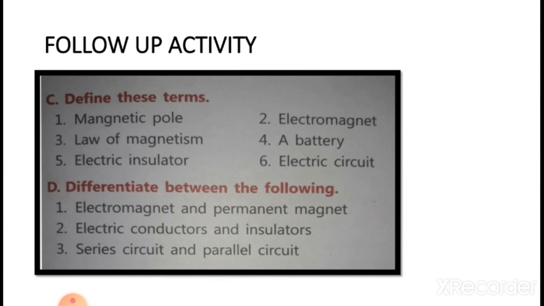Now it is your turn to do the follow-up activity. Define these terms: magnetic pole, electromagnet, law of magnetism, a battery, electric insulator, electric circuit. And differentiate between the following: electromagnet and a permanent magnet, electric conductors and insulators, series circuit and parallel circuit.